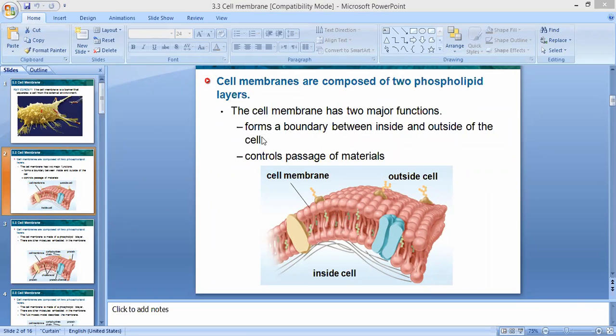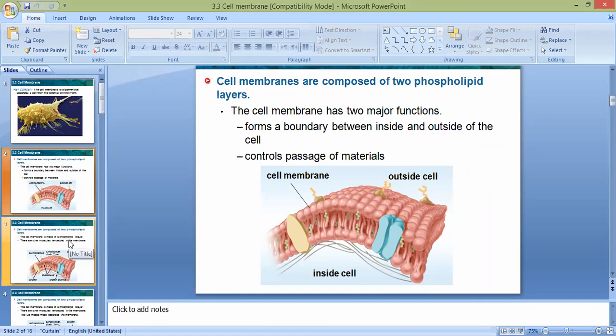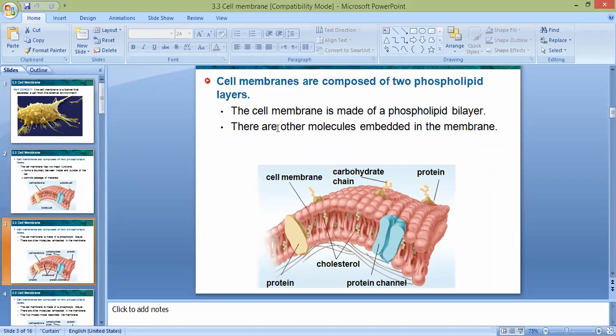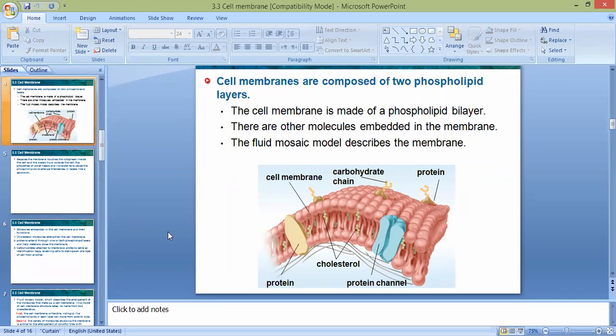These are the two layers. The cell membrane has two major functions. First, it forms a boundary between the inside and outside, and it controls the passage of material according to the need of the cell. Now we have, besides phospholipids, other molecules: proteins, cholesterol, and carbohydrate chains. This structure is described as the fluid mosaic model. Why do we say fluid?